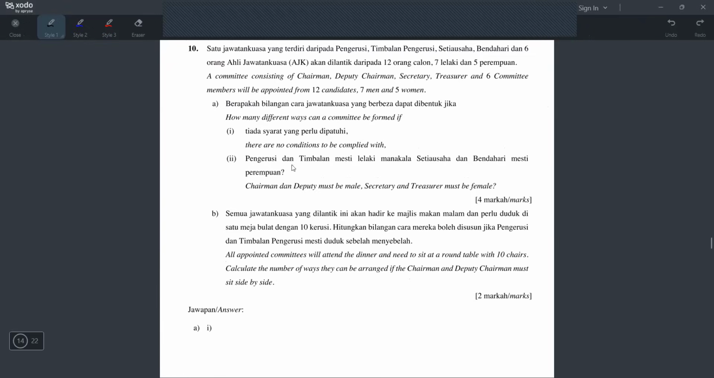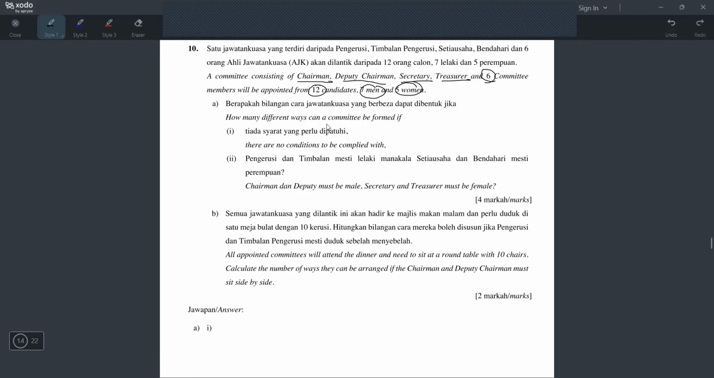Let's read the question. A committee consisting of chairman, deputy chairman, secretary, treasurer, and 6 committee members will be appointed from 12 candidates, 7 men and 5 women. How many different ways can a committee be formed if there are no conditions to be complied with? Okay, I think this is under Form 4 or Form 5, the permutation combination chapter, right? Yeah, Form 5 chapter. It's the P and C chapter.